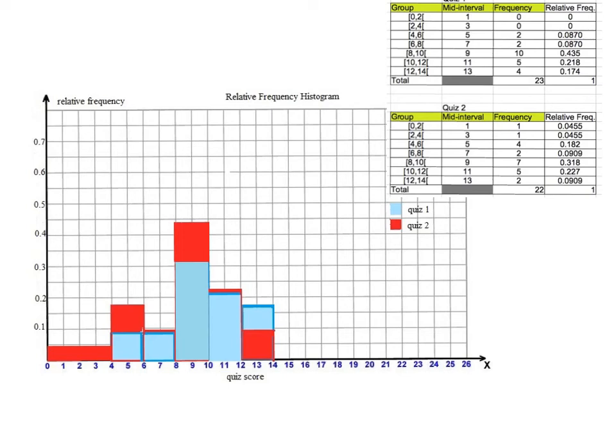It is very obvious that in quiz number 2, the scores are more spread out compared to quiz number 1. And also, for people who got a score between 6 and 8, the relative frequency for quiz number 2 is slightly higher than quiz number 1, although the frequency for both is actually 2.